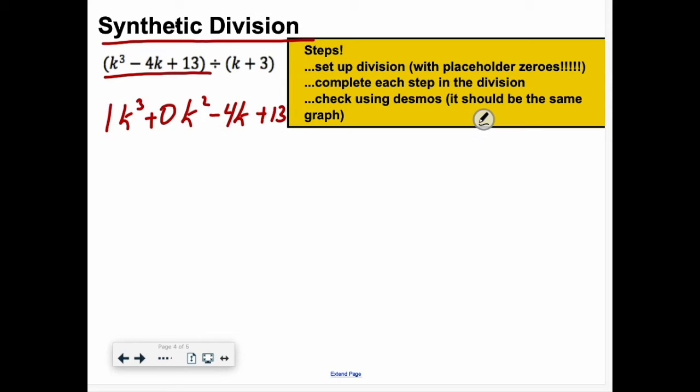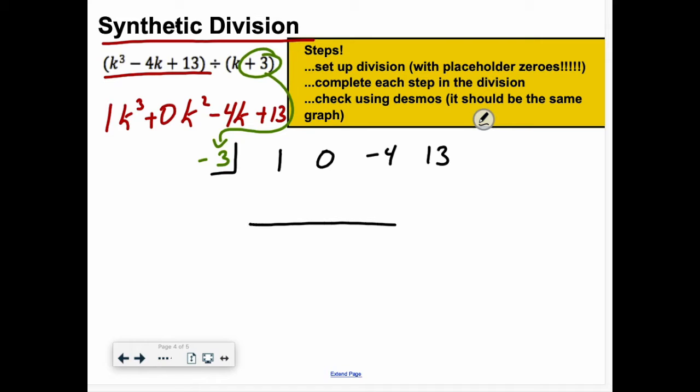So here's how I'm going to set up my long division. I'll use the 1, the 0, the negative 4, and the 13. Over here in this box, I'm going to take whatever this is, flip it, so it was a positive, now it's a negative, and add it in there. Now, the first thing that we always do in long division is you always bring down the first one. Whatever the first number is, you bring it down. Here it happened to be a 1, it's not always.